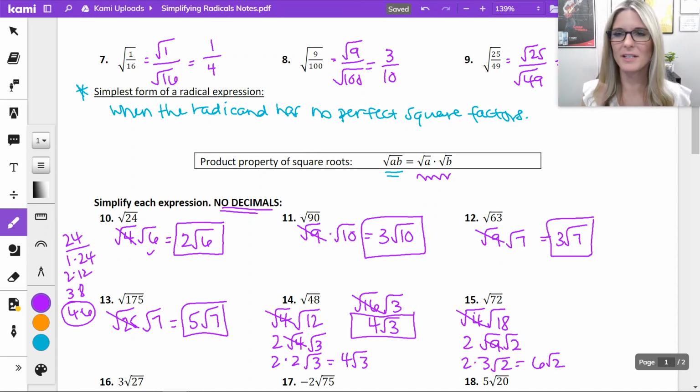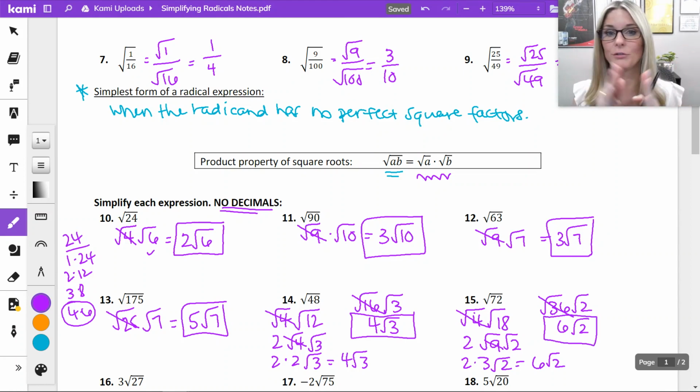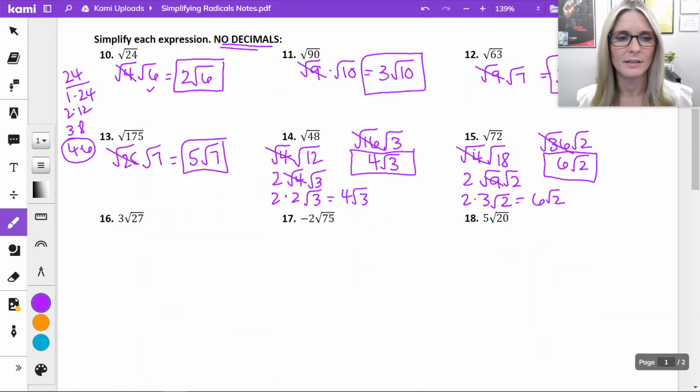Yes. Another one that's kind of sneaky, and I always need to check if it's divisible by, drumroll, 36. 72 is divisible by 36, and it's times 2. 36 times 2 is 72. This is my fast track. The square root of 36 is 6, and we have a 2 left over. Again, it doesn't matter which way you go as long as your final answer doesn't have any more perfect square factors.